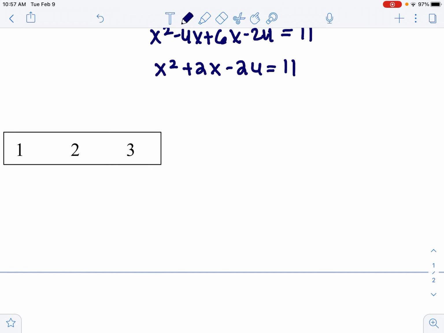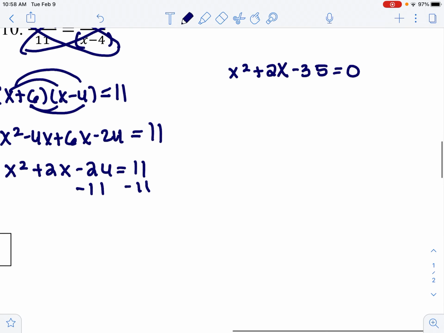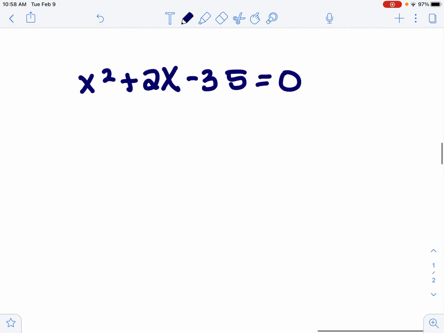Once again, can't solve by square rooting. I'm going to try to factor it, but it needs to be equal to 0 in order to do that. So I'm going to subtract 11 from both sides. I now have x squared plus 2x minus 35 equals 0. All right, still can't solve by square rooting. Looking for a GCF, there isn't one. So now I'm going to use my organizational x to see if I can factor it.